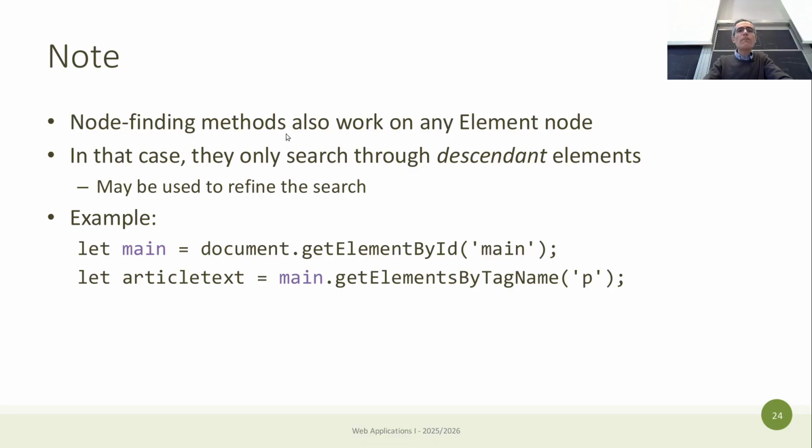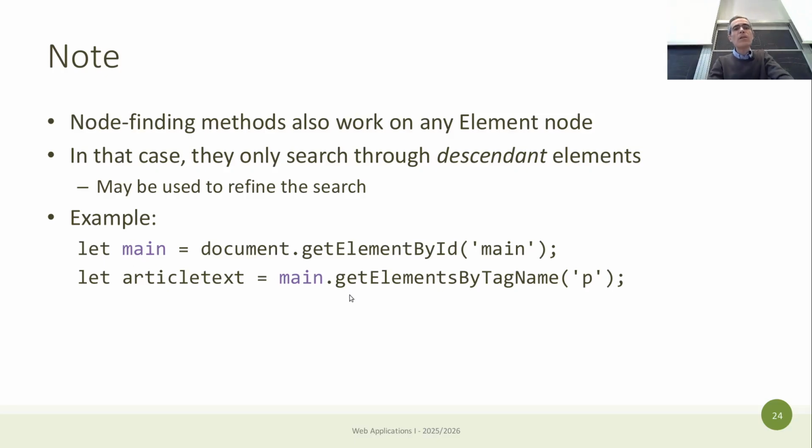Node finding methods also work on any element node, because nodes are elements inside the tree. You get a reference to an element in the tree, you can run the methods again, but they start from that element as the root of the place where they are searching for the new nodes. It's very flexible. It means that when these methods return a node, actually they return the reference to an object that contains all the information about the node, but also a lot of methods that can be used to further navigate inside the tree.